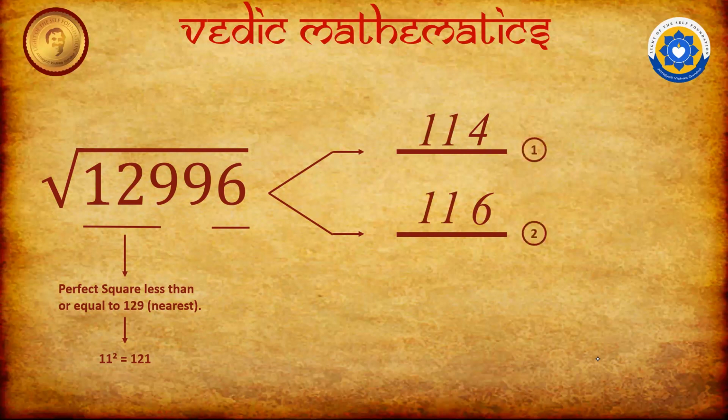Again, to be able to find out the correct answer from these 2 possibilities, we take 11, multiply it with its successor. We get 132. And since 129 is lesser or smaller than 132, we go with the smaller possibility, that is 114. Therefore, the square root of 12,996 is 114.